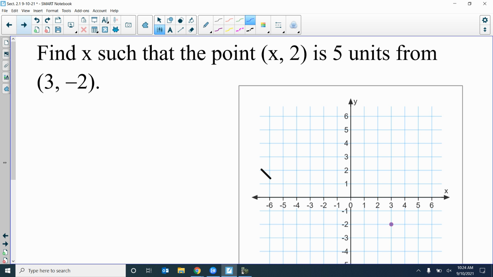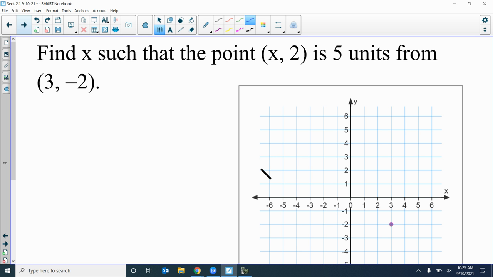That little line here on the left-hand side, I can't get that off of there. It's not supposed to be there. It's a mistake, so don't draw it in there. Okay. You can draw in the point 3, negative 2. I don't think it's on there, is it? No. Okay. All right.